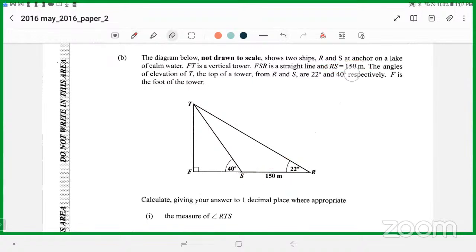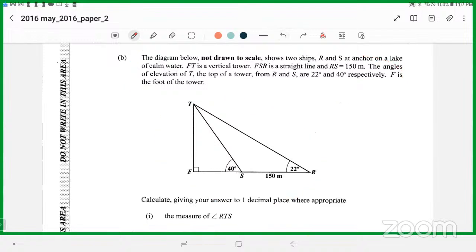That's the distance between the two ships. It says the angle of elevation of T, which is the top of the tower, from R and S are 22 and 40 respectively. So from this one, the angle of elevation looking up here is 40. From this one, angle of elevation looking up here is 22. So this question is helping you by giving the diagram. In the past, to give you this information, you would have to draw the diagram. Now they give you the diagram, so it's a lot easier.